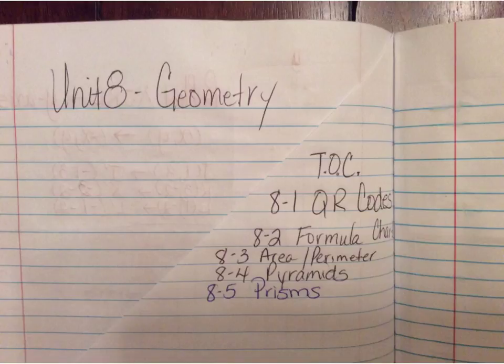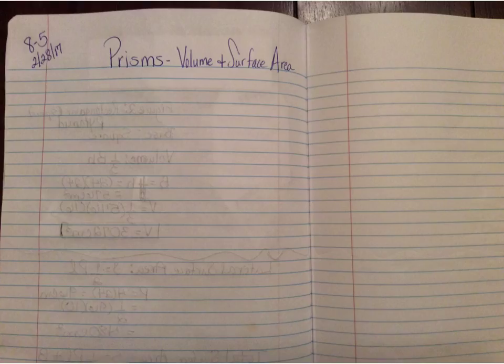8-5, which is Prisms. Make sure you have everything else copied down as you see. Okay, so what I want you to do is to open to the next page after pyramids and label it as you see it. I want it to be 2 pages that are both blank, that are side by side, just as you see here. Make sure you label it 8-5, today's date, which is 2/28/17, and title it Prisms, Volume, and Surface Area.